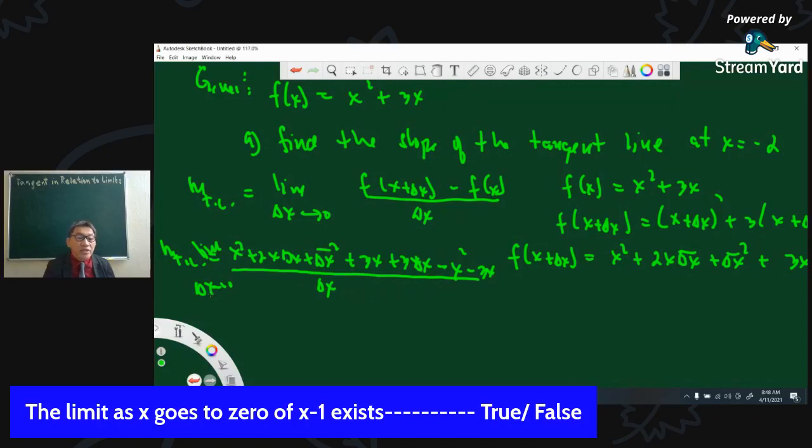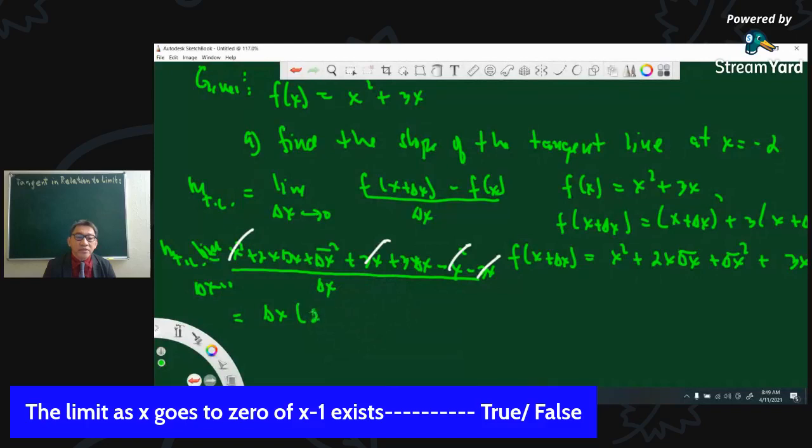So what can we cancel? We can cancel the x squared, and we can cancel the 3x. What is remaining? This becomes 2x delta x plus delta x squared plus 3 delta x. I can factor the delta x, and look what happened: this becomes delta x times 2x.